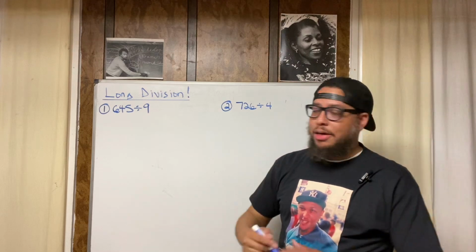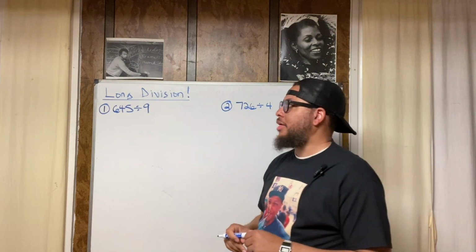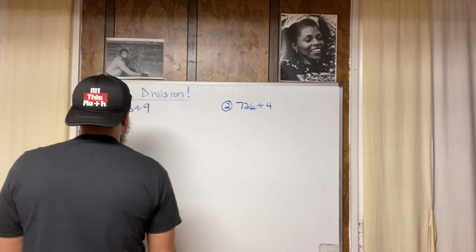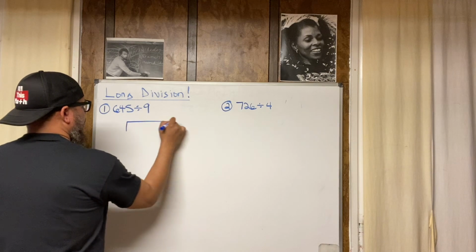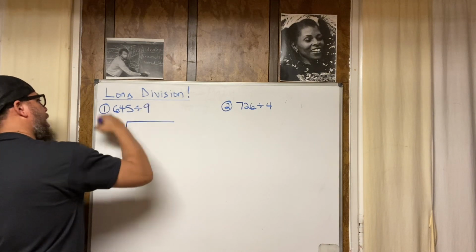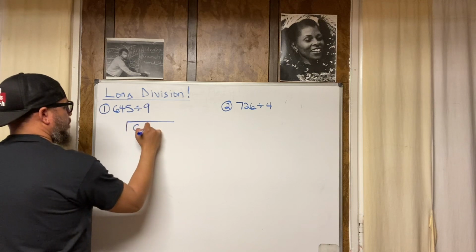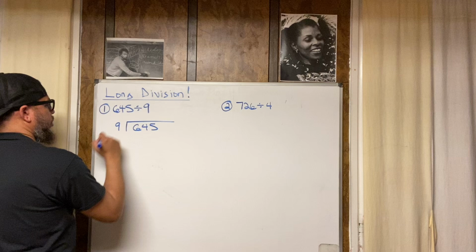Now let's set it up. You're going to use a symbol that's called a vinculum. The long division symbol is called a vinculum. That's just some trivia. You might need that if you're watching Jeopardy one day or something. The divisor goes outside. Some people call this a house. The dividend goes inside the house. 645 goes inside the house. The divisor goes outside the house.